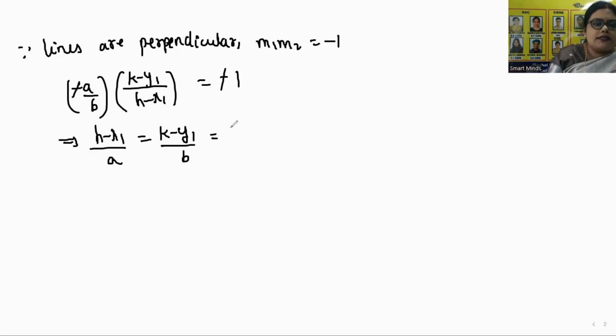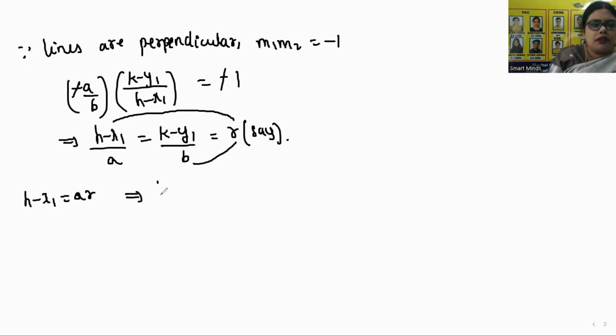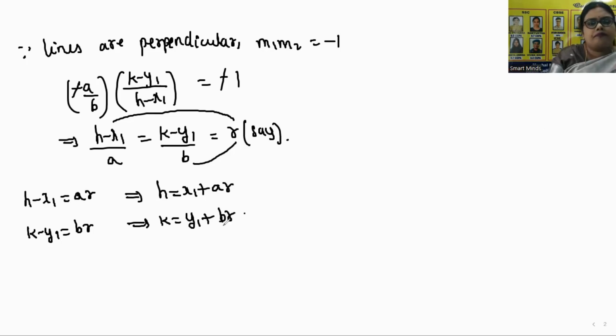Let us say that is equal to a small r. Now if I equate the first term to r and the second term to r, what do we get? h - x1 = ar, so h = x1 + ar. Then k - y1 = br, so k = y1 + br.